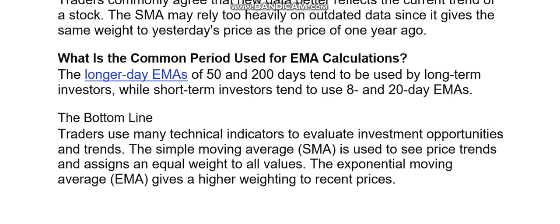What is the common period used for EMA calculations? The longer EMAs of 50 and 200 days tend to be used by long-term investors, while short-term investors tend to use 8 and 20-day EMAs. The bottom line, traders use many technical indicators to evaluate investment opportunities and trends. The simple moving average (SMA) is used to see price trends and assigns an equal weight to all values. The exponential moving average (EMA) gives higher weighting to recent prices.